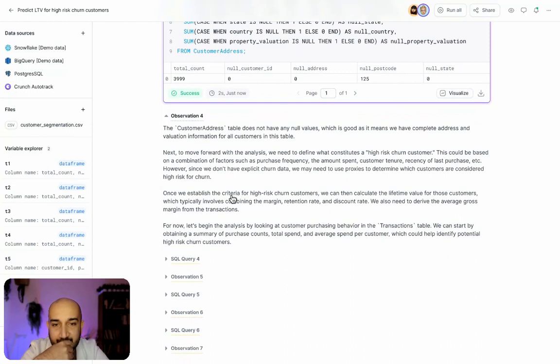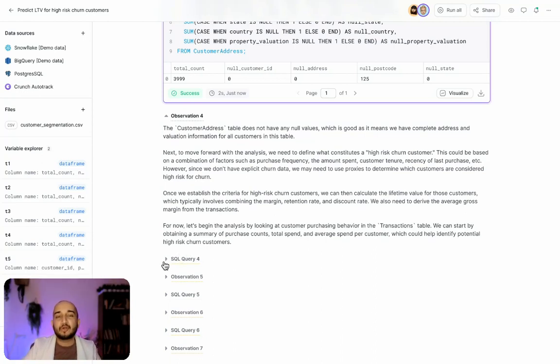Okay, now what it's saying is that we need to define what a high risk churn customer is. This is interesting. This could be based on a combination of factors such as purchase frequency and, of course, the amount spent. That's what I would think as a human being. However, since we don't have explicit churn data, we may need to use proxies. Wow. Once we establish the criteria, we can then calculate the lifetime value. For now, let's begin the analysis by looking at customer purchasing behavior, which is a very significant step, because right now the system has no clue.